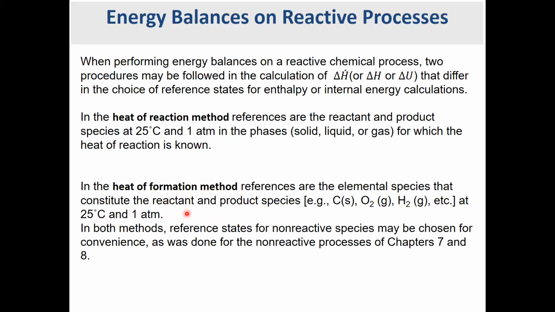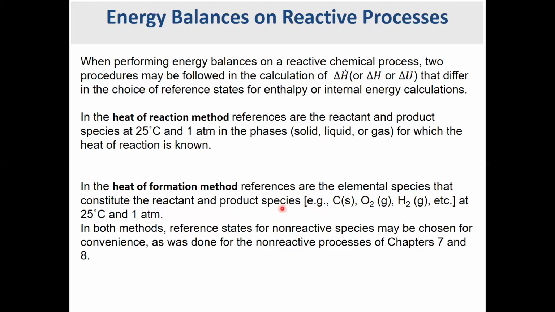While if you are using heat of formation method, you have to consider elemental species that constitute the reactant and product species at 25 degrees and 1 atmosphere as your reference point. What is that? It means carbon as solid, oxygen as a gas form, hydrogen as a gas form. They are the elemental species that are available in this condition at 25 degrees and 1 atmosphere.